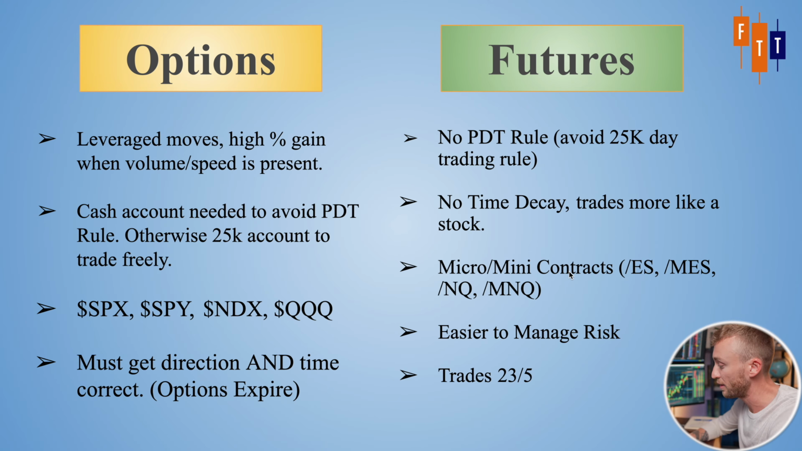So there's micro and there's mini contracts. Like we have the SPX and the SPY, you have ES, and then you have MES, which is 1/10 the size of ES. Same thing as MNQ is 1/10 the size of NQ. Easier to manage risk, and they also trade 23/5. So if you're someone that has a time constraint, if it's hard for you to trade the full session, maybe you can't trade the opening bell or at all during the day, they trade at night, they trade at Globex. Right now, as I'm recording this video, futures are trading. So you can trade around the clock, and that's more favorable depending on your schedule.